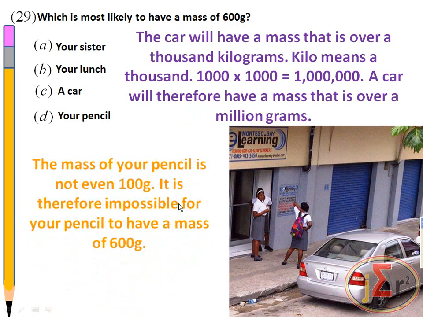There's your pencil. The mass of your pencil is not even 100 grams. It is therefore impossible for your pencil to have a mass of 600 grams. So your lunch is the one that is most likely to have a mass of 600 grams.